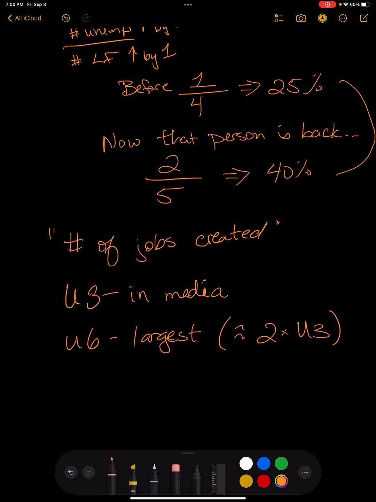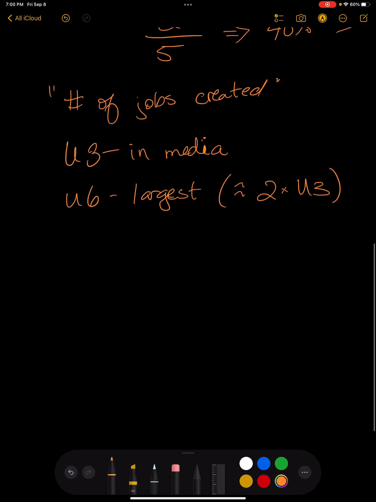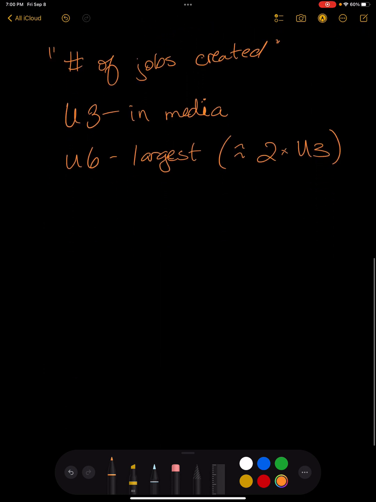So now I want to talk about the types of unemployment. I'll switch the color here. All right, the types of unemployment.